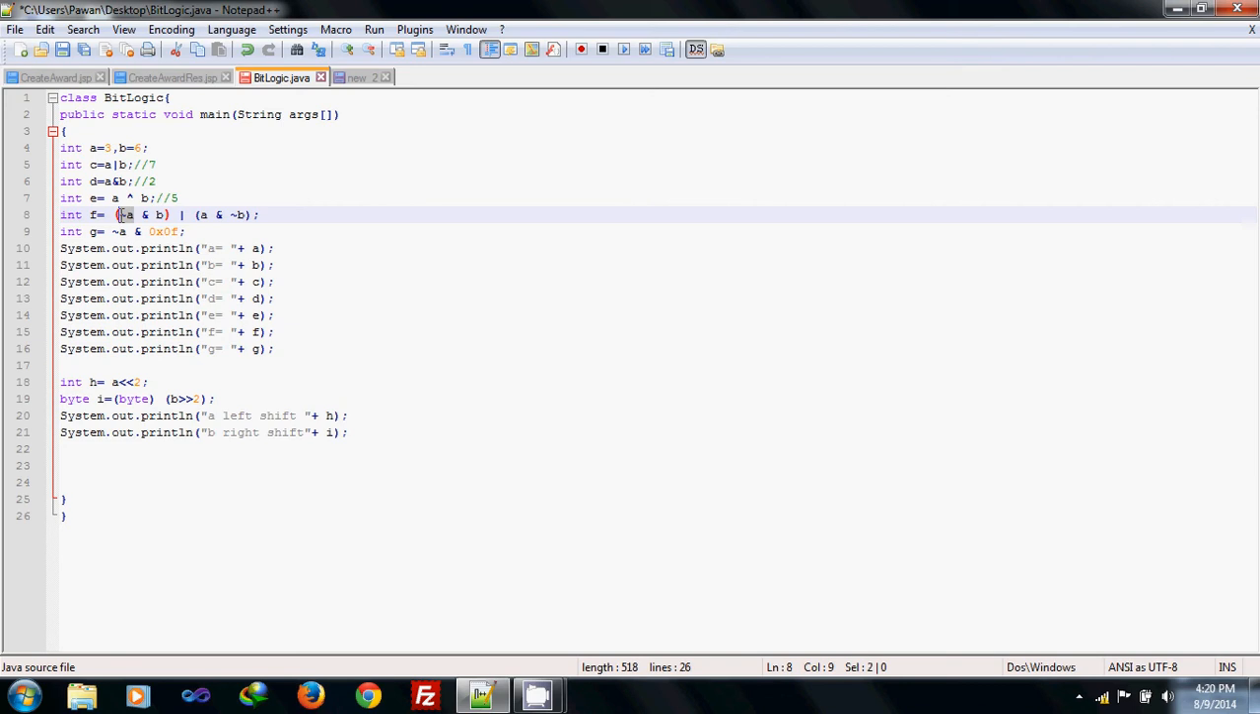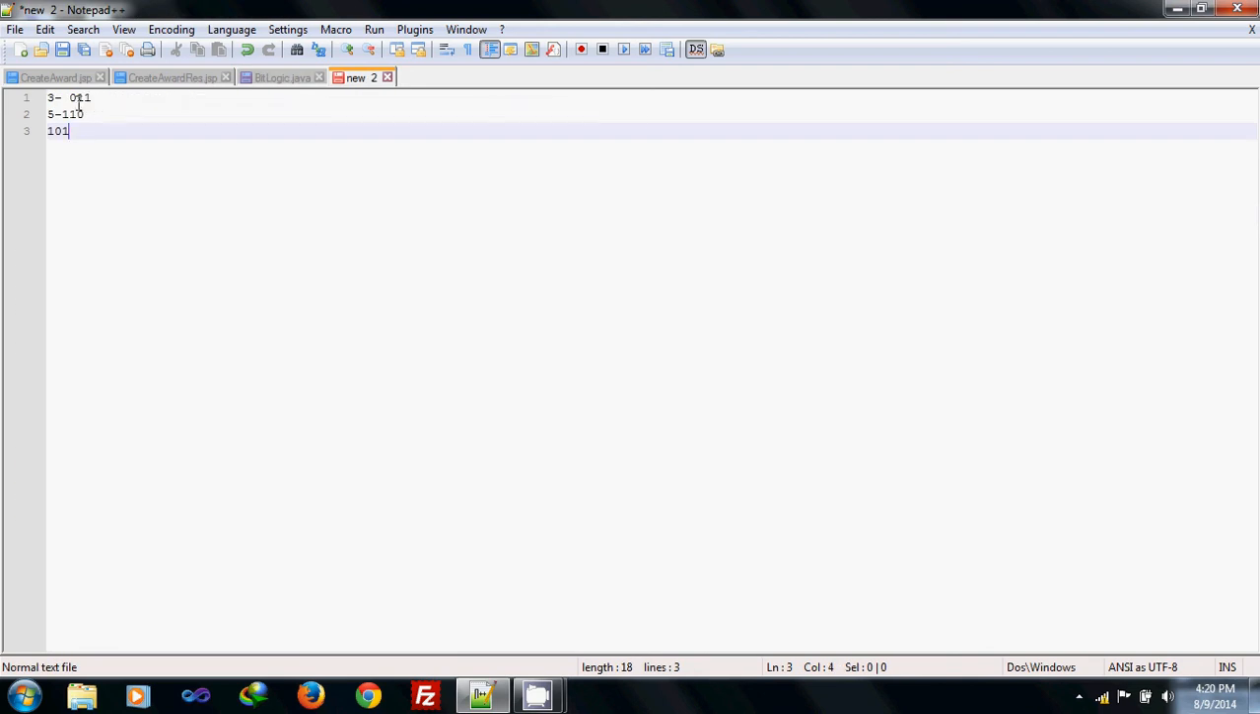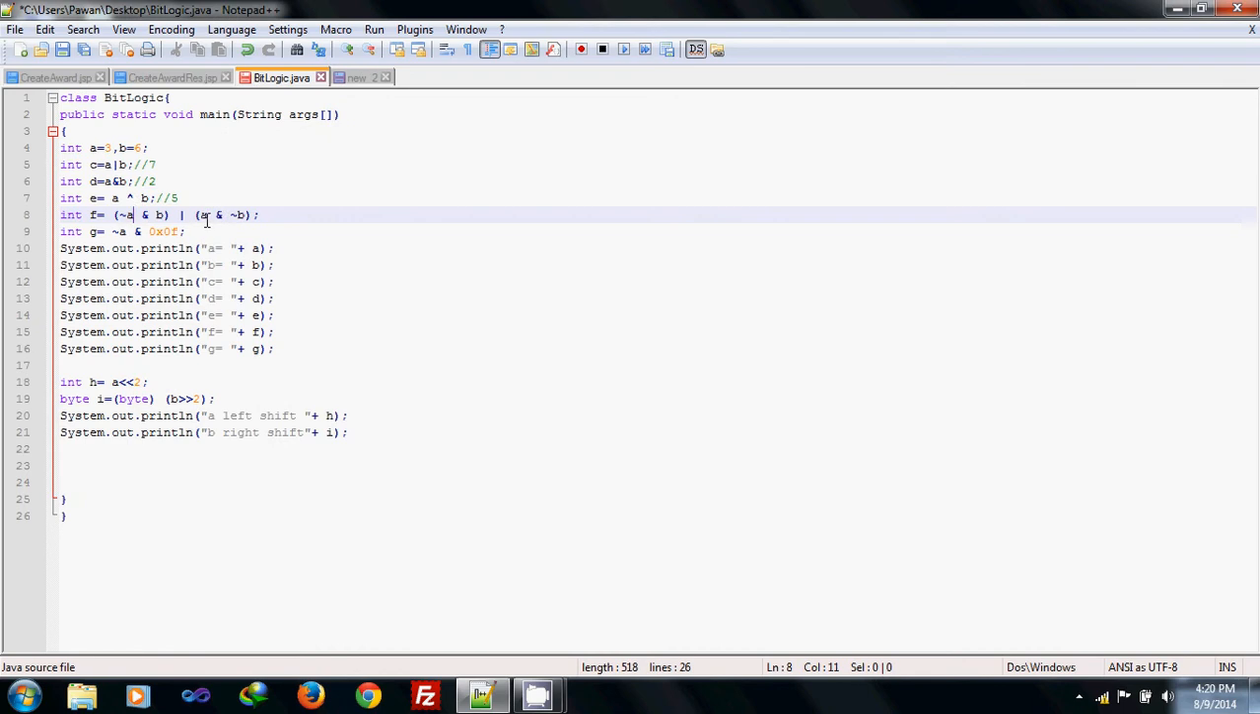This is negation. Negation means reverse the digits. See, if A is 0 1 1, then it would be reversed to 1 0 0. Similarly 0x0f, where x stands for hexadecimal. So this would be a 2-digit hexadecimal, that is 15. So this would be 15, then A negation and operator 15. This is how the program would be till G.